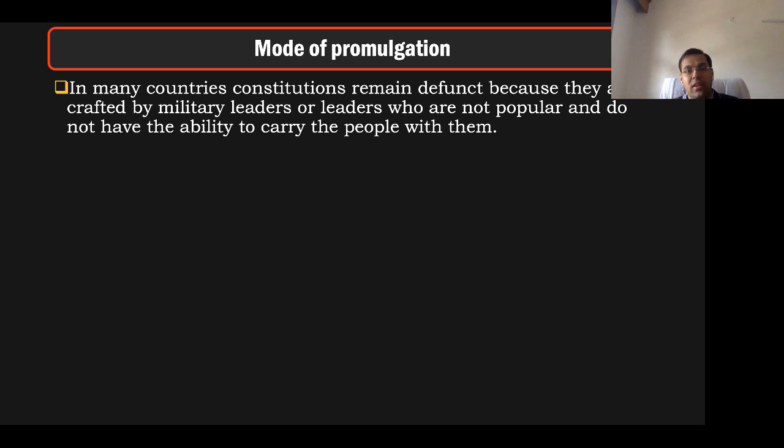That is also a task. Everything is a task. So it's very, very difficult to be able to carry the people with you, to be able to have a popular vote, to be able to include those provisions if they are important, to be able to take a stand where people are not agreeing.